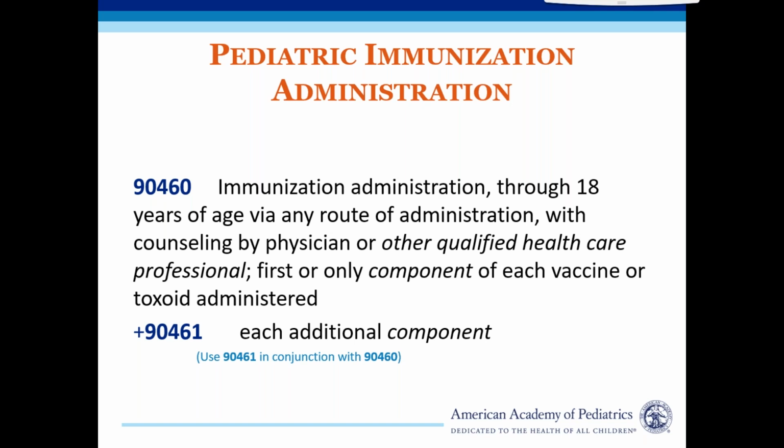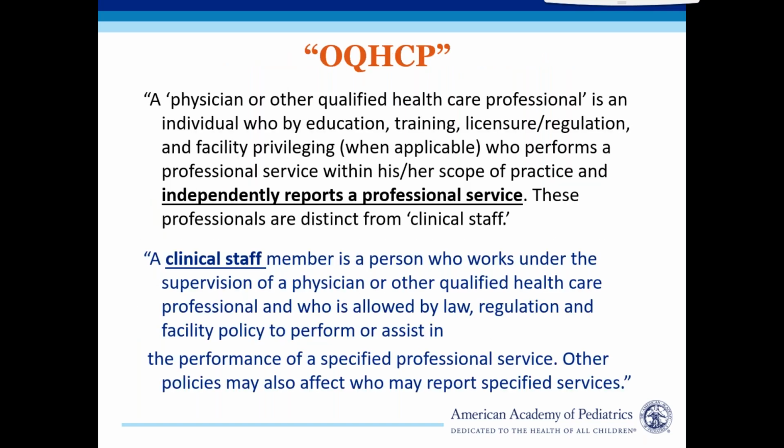So as you know, we have 2 pediatric immunization administration codes, and we call them that because they're age-based. So 90460 is the immunization administration through 18 years of age. So that includes everybody who's currently 18 years via any route of administration. We don't care if it's oral, intranasal, or injectable. But this does require counseling by the physician or another qualified healthcare professional and is reported for first or only component of the vaccine. 90461 is our add-on code, which is why it has a plus sign in front of it. And this describes the services for each additional component that is part of the initial vaccine that is also being counseled on.